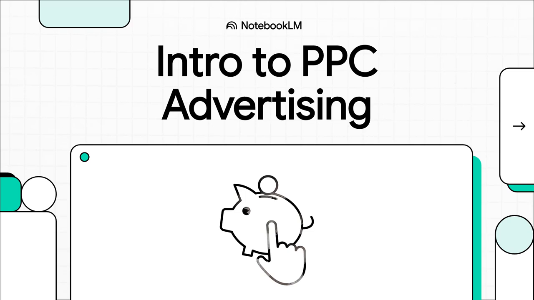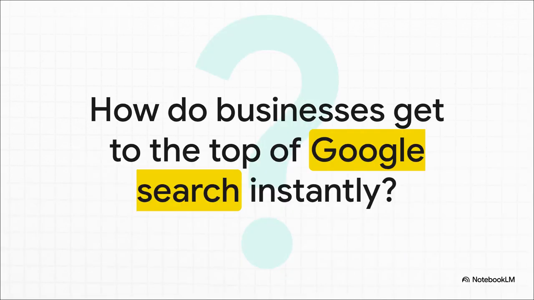All right, today we're going to break down something you see every single day online, but maybe don't think too much about. Pay-per-click advertising, or as everyone calls it, PPC. You know when you search for something and you see those first few results at the very top with that little ad tag next to them? And you kind of wonder, how'd they get to the front of the line so fast? Well, spoiler alert, it's not magic, it's marketing.